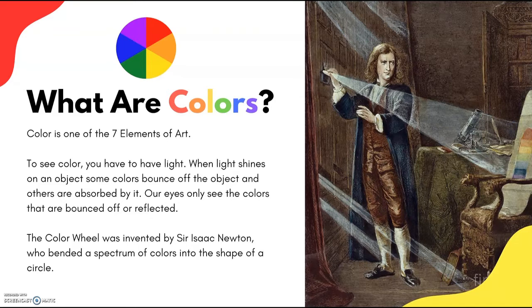The color wheel was invented by Sir Isaac Newton, and here he is in the image on the right. He did that when he bent a spectrum of colors, like this, into the shape of a circle to look more like this.